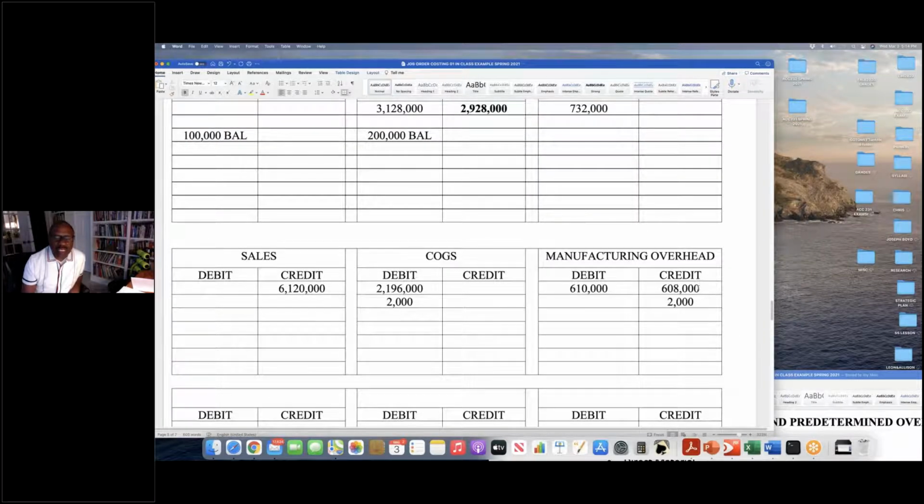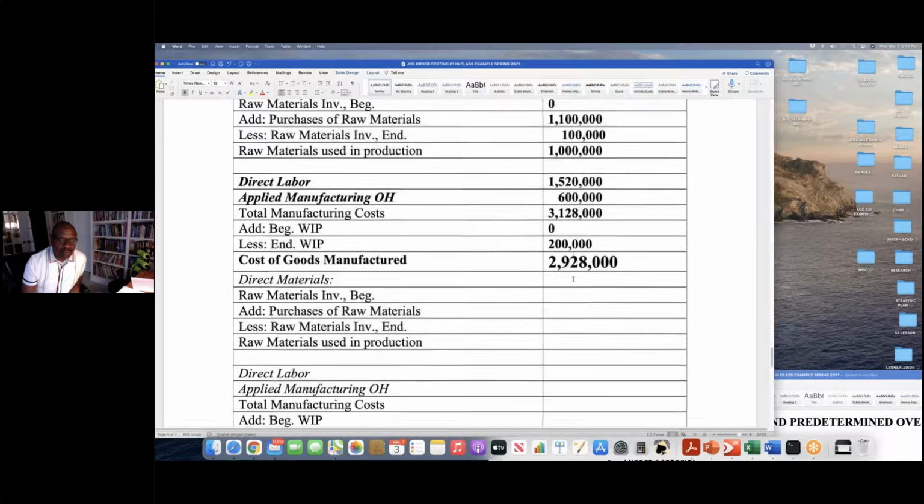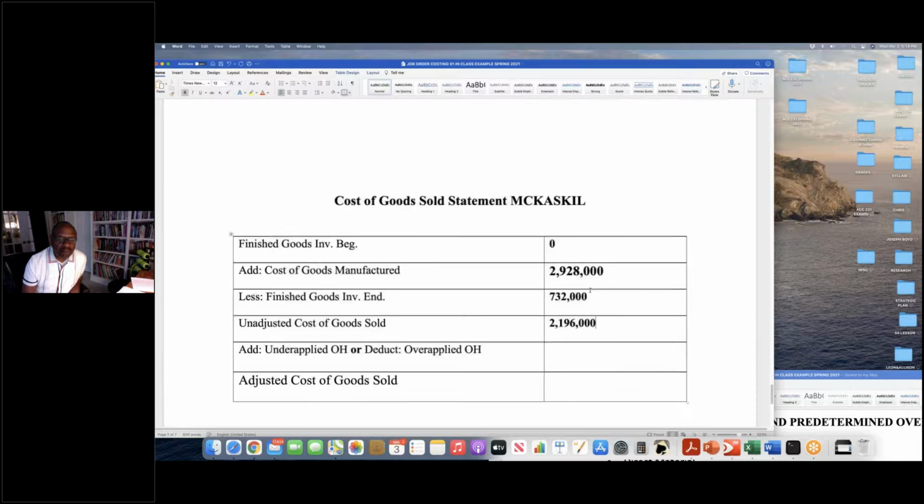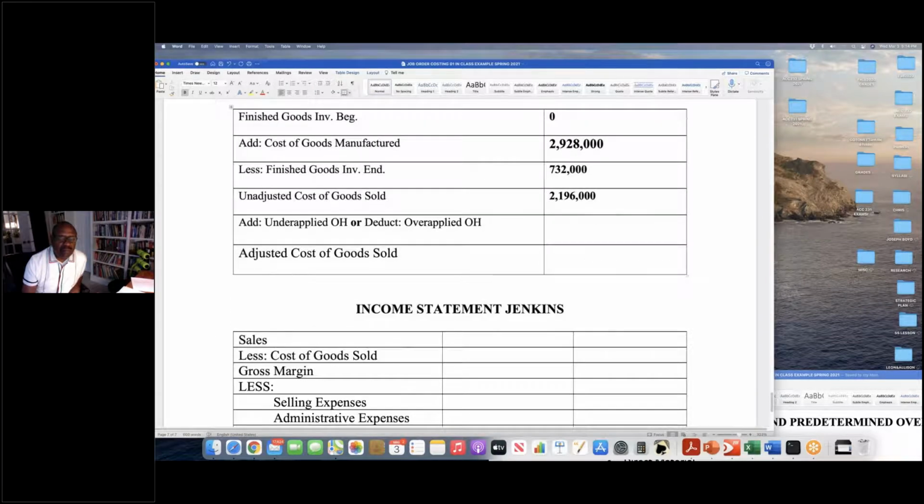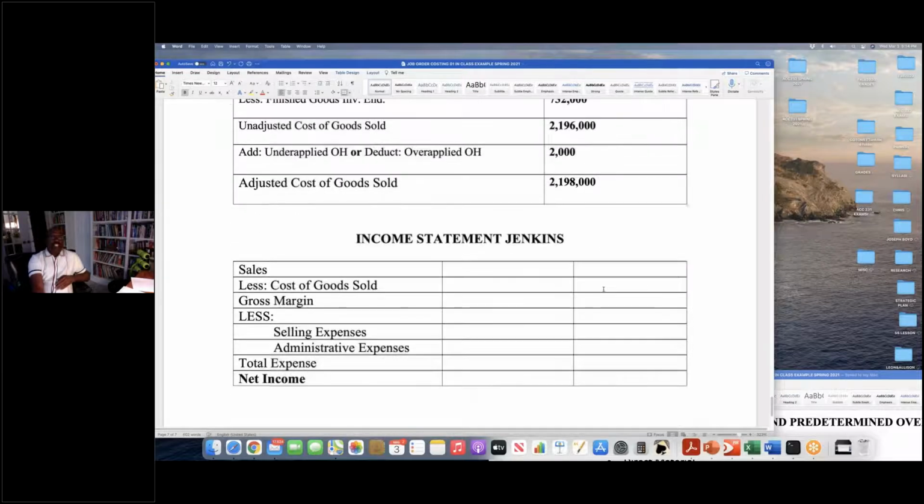That is, we estimated 608. It should have been 610. So we're gonna get to 2,000 and add it. So the adjusted cost of goods sold would be what? 2,198,000. Yes, sir. That's it. And I'm gonna let y'all do the income statement.